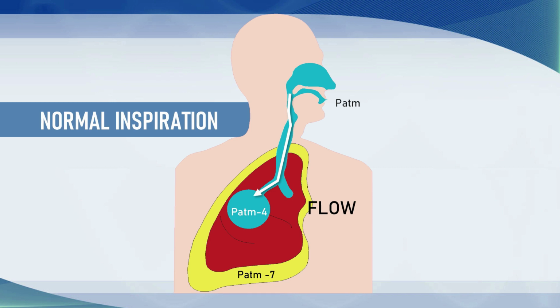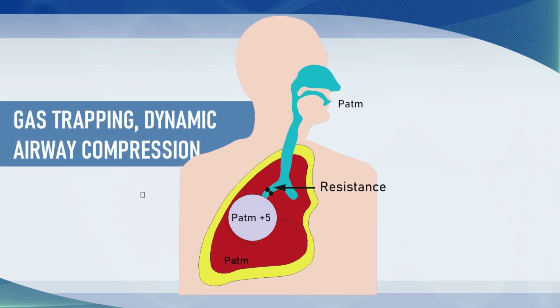Exhalation is a passive recoil process. Essentially, the chest pump relaxes, so the diaphragm goes back up, the pleural pressure increases, the pressure within the thorax increases, and gas is pushed out along a pressure gradient into the atmosphere till it all starts again. But sometimes there is a problem with exhalation.